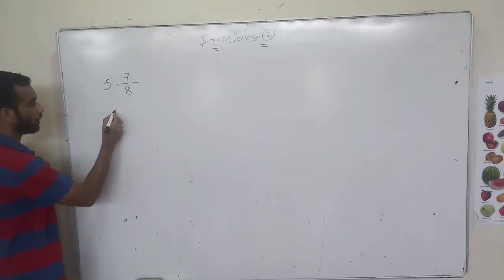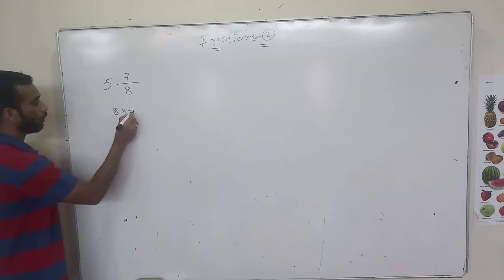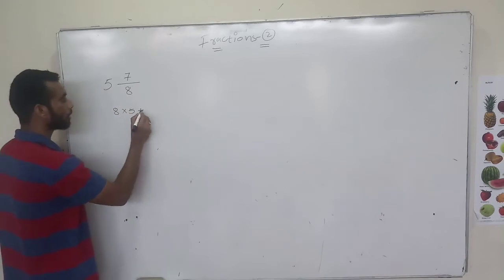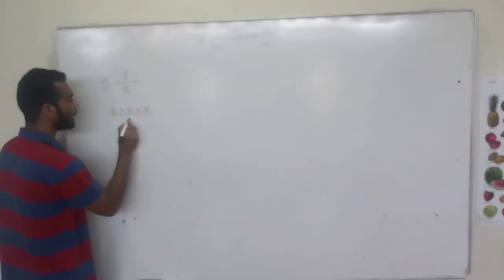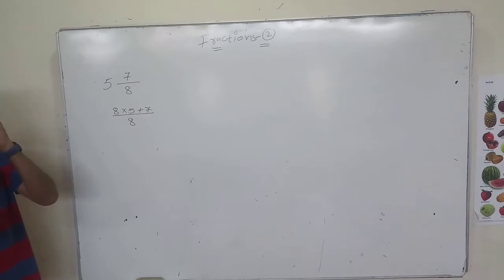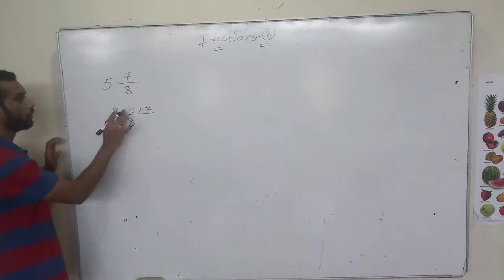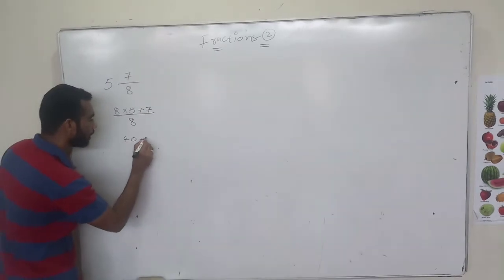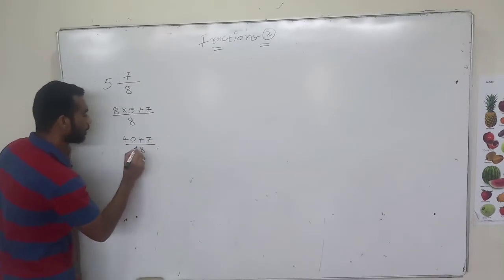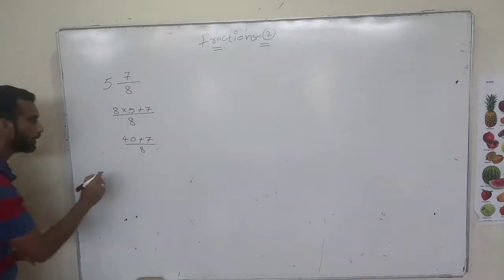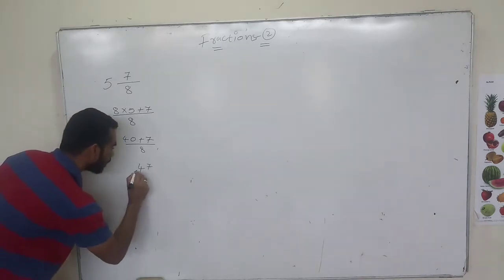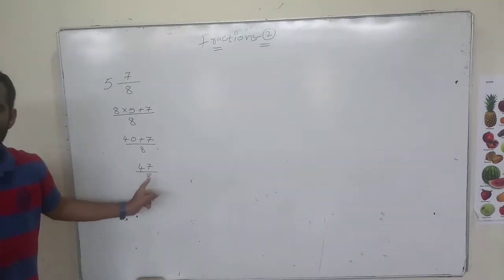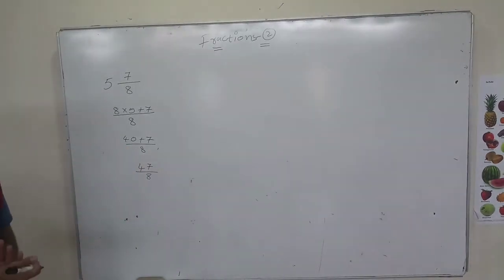Remember one thing first: denominator into whole plus numerator, by the denominator. 8 into 5 plus 7 by 8. 8 fives are, how much will it be? 8 fives are 40, plus 7, by 8. 40 plus 7, how much will it be? 47 by 8.